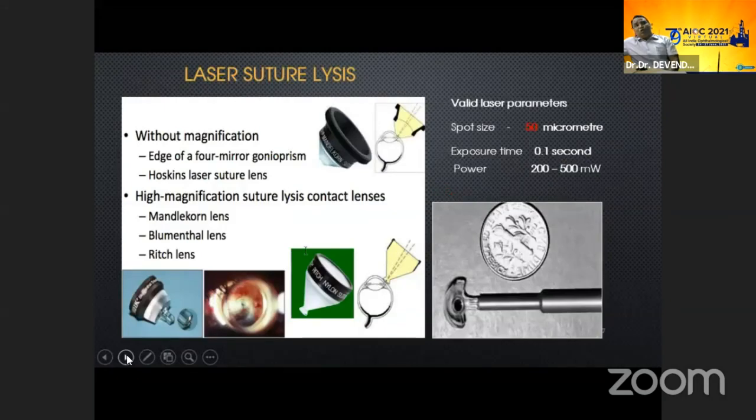These are the various lenses that can be used. The most commonly used lens is the Hoskins lens, and we can use a power of 200 to 500 milliwatt, exposure time 0.1, and spot size 50 micron.